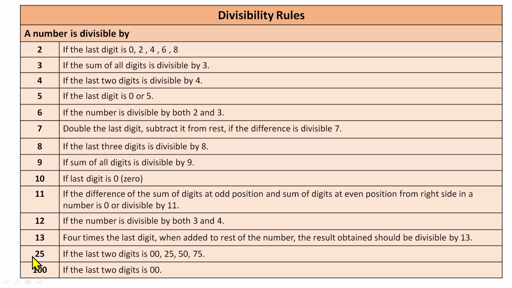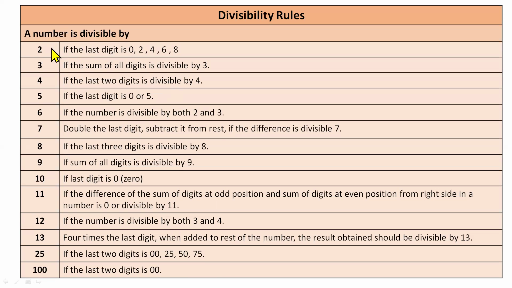25, which we haven't done, we are learning here. Last two digits should be double zeros, 25, 50 or 75, then the number will be divisible by 25. For 100, last two digits should be two zeros, then the number will be divisible by 100 as well.